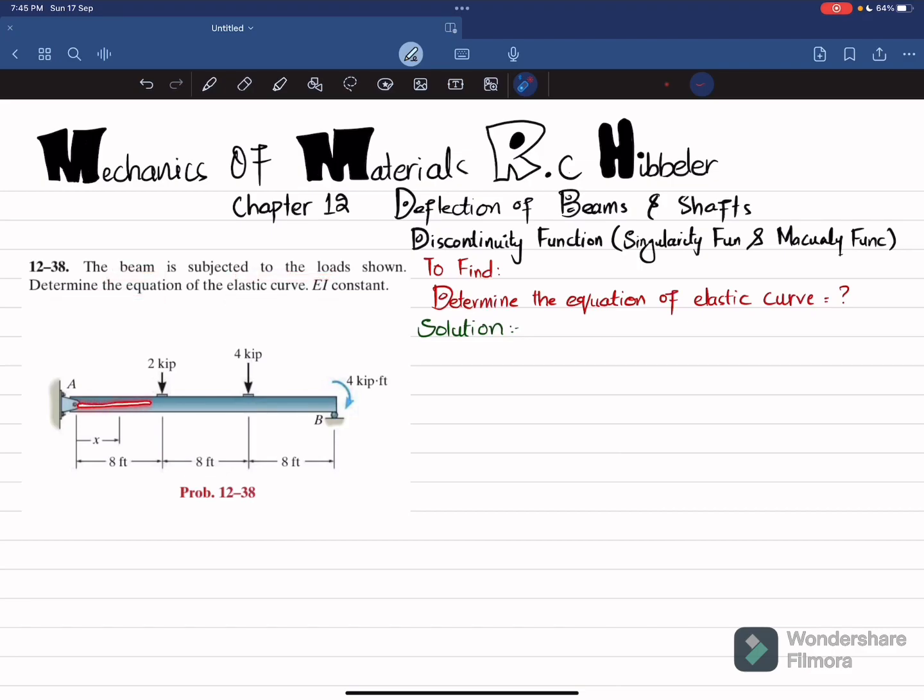So you can see this is the beam AB, which has a pin support at point A and a roller support at point B. At this point, we have a load of 2 kips, and at this point, we have a load of 4 kips. And at the end, there is a clockwise moment of 4 kip-feet. So we will find the equation of the elastic curve. So let's start with the solution.